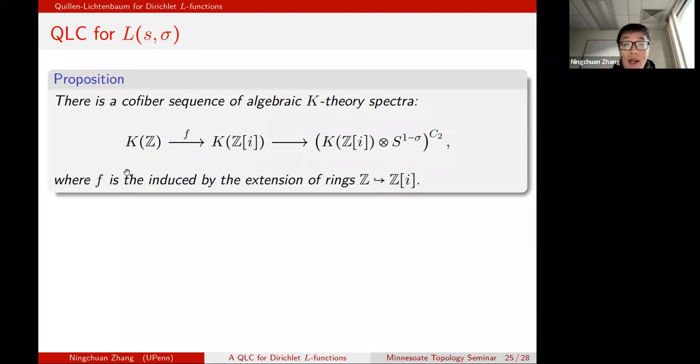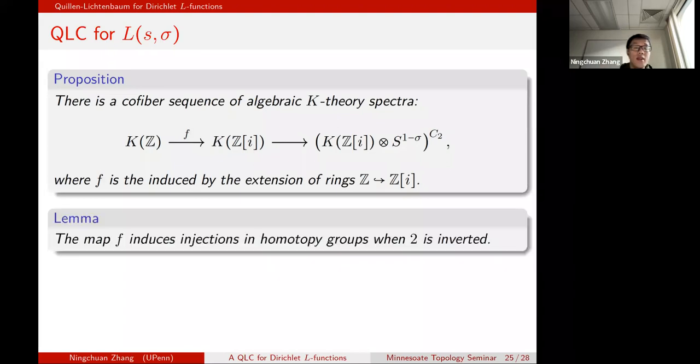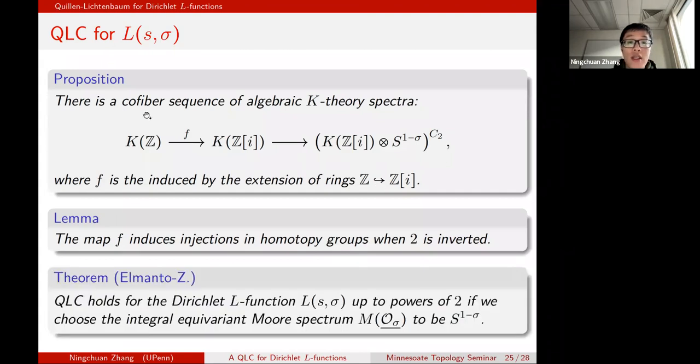And let me explain to you why this should be true. Another thing is that F induces an injection in homotopy groups when 2 is inverted. From this cofiber sequence, we get a long exact sequence in algebraic K-theory spectra, algebraic K groups. Once we invert 2, those long exact sequences split up into shorter ones.